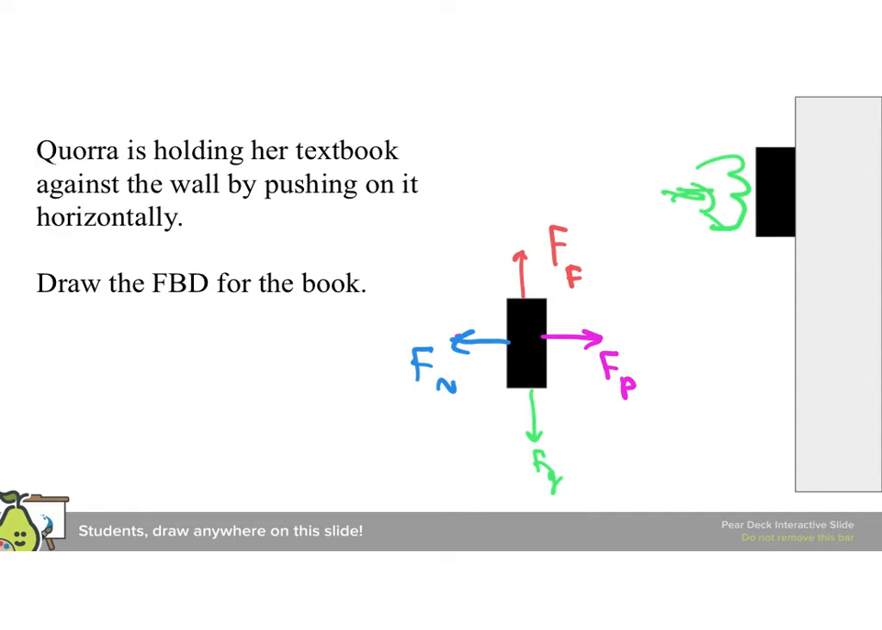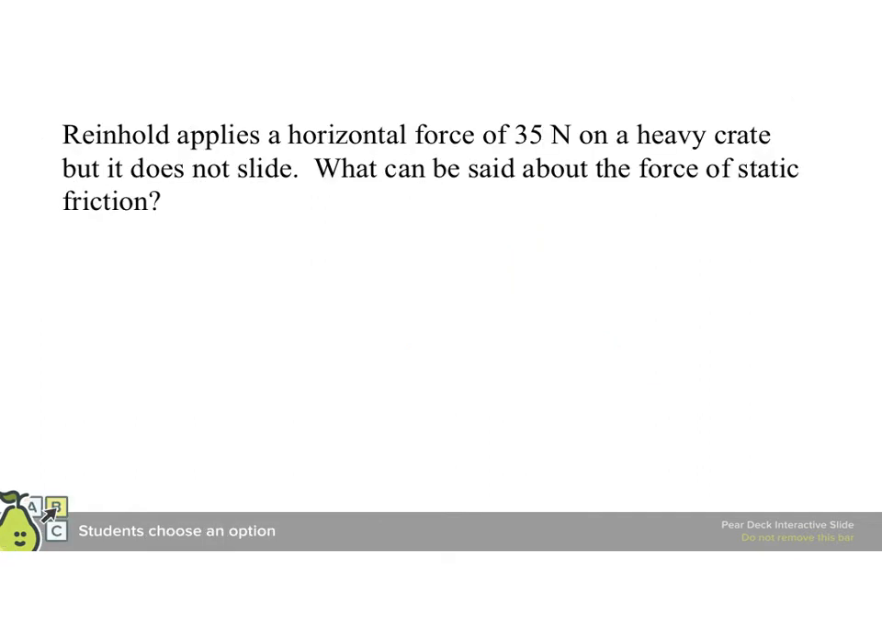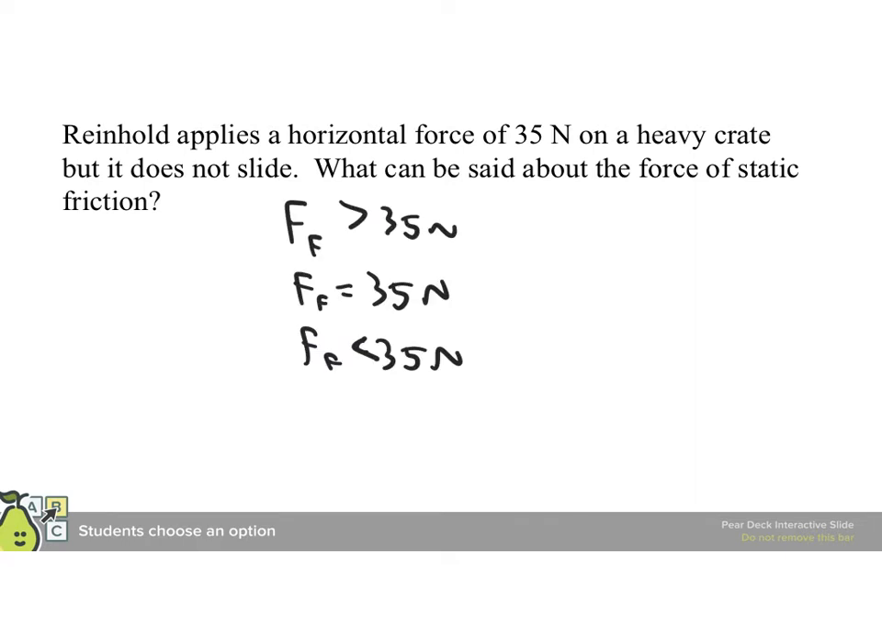So something like that. Reinhold applies a horizontal force of 35 newtons on a heavy crate, but it does not slide. What can be said about the force of static friction? And the question here is, is it more than 35 newtons, equal to 35 newtons, or less than 35 newtons? These are the options we're talking about. So think about it for a second.